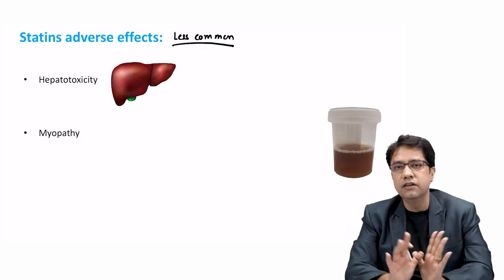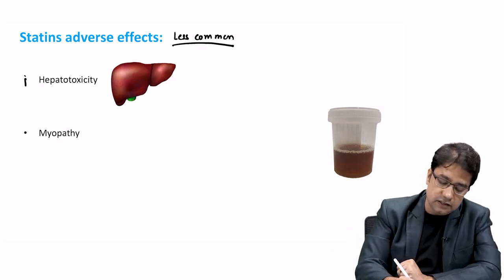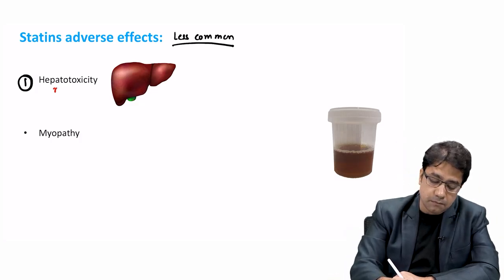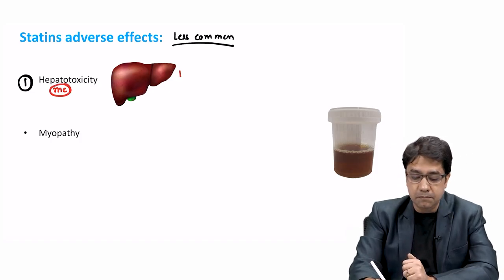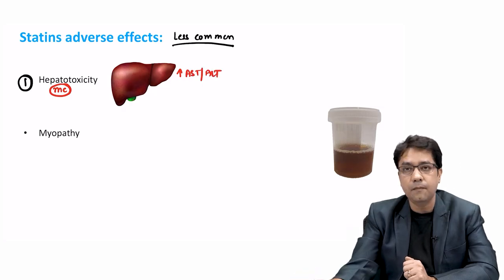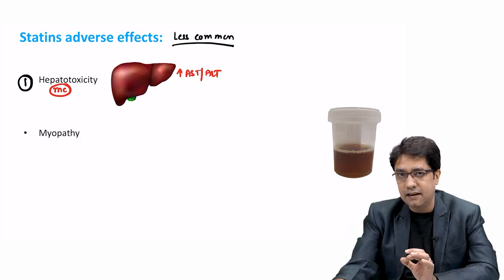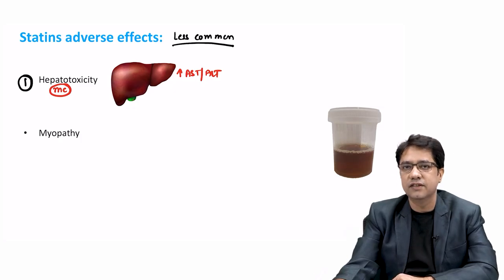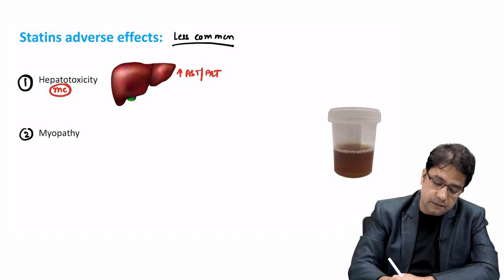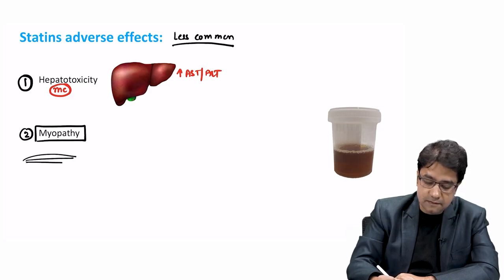The two main adverse effects of statin are, first, hepatotoxicity. They can damage liver, and it is the most common side effect of statin. So in question, you might find raised AST level, ALT levels. But the characteristic side effect of statin is myopathy. Remember, they damage muscles.